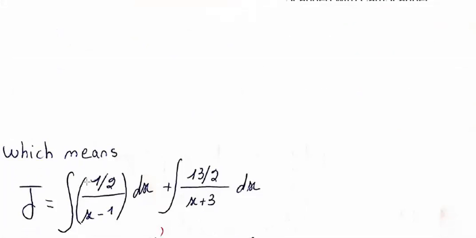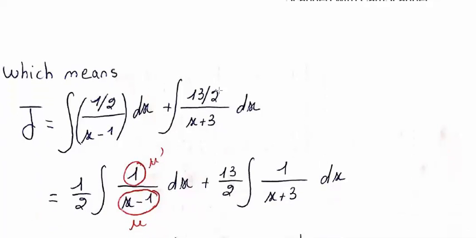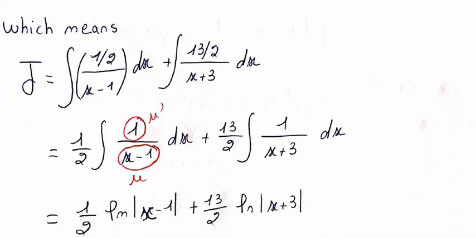And so j would be the integral of half over x minus 1 dx plus the integral of 13 over 2 over x plus 3. Putting these constants outside the integrals, I would get half the integral of 1 over x minus 1, which is of the form u prime over u, and we'll get ln u. And also here, 13 over 2 integral of 1 over x plus 3. Also, it's of the form u prime over u, because the derivative of x plus 3 is 1, which gives ln absolute value of x plus 3. So j would be half ln absolute value of x minus 1 plus 13 over 2 ln absolute value of x plus 3.